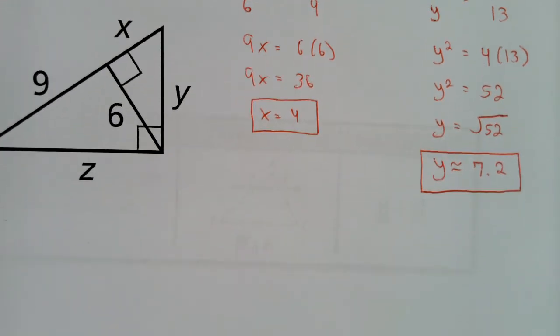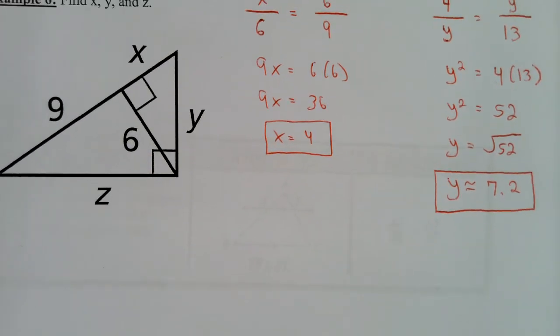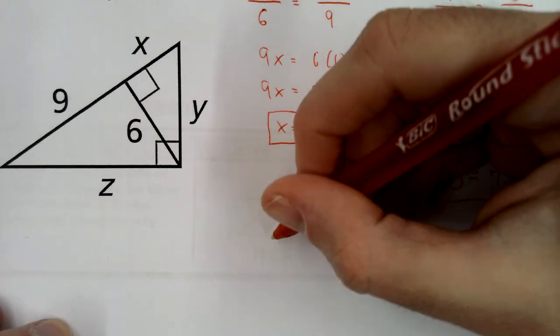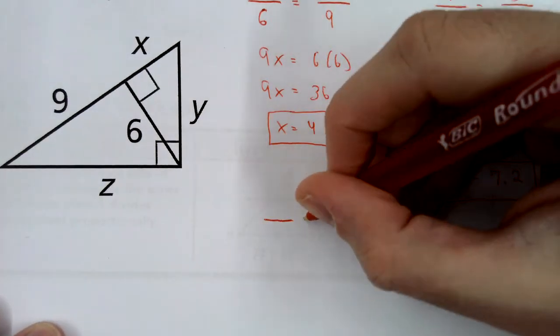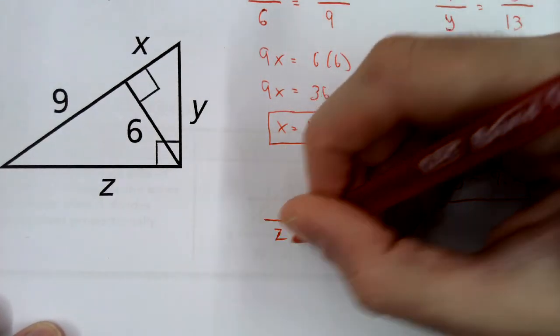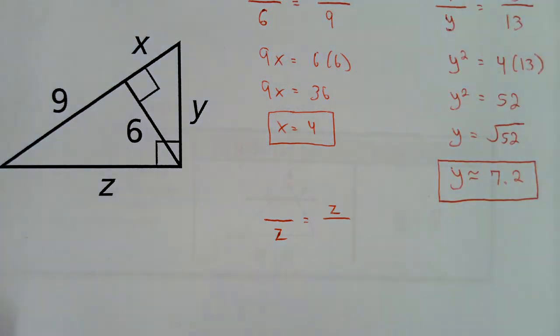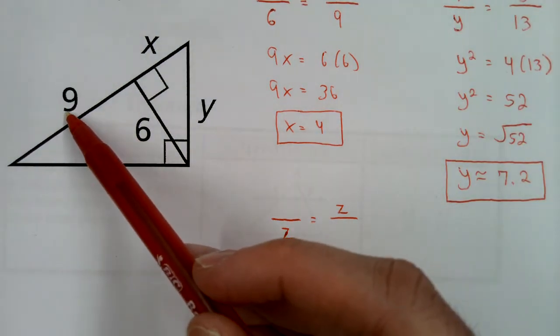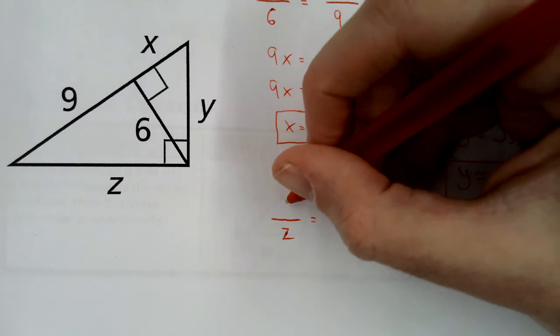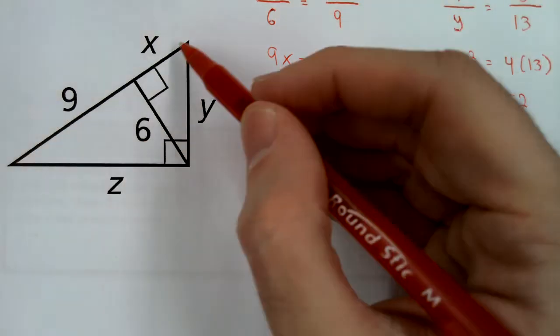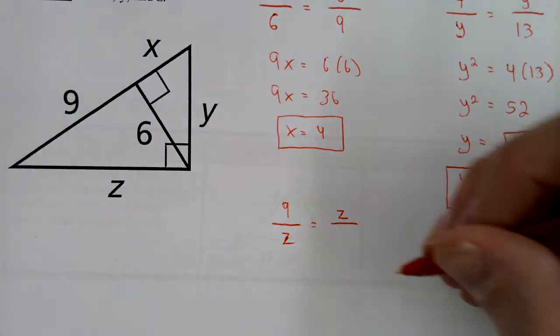And now let's solve for z. Z is a leg, so it's the geometric mean between the portion of the hypotenuse right next to it, which in this case is 9, and the entire hypotenuse, which is 13, because we know x is 4. 9 plus 4 is 13.